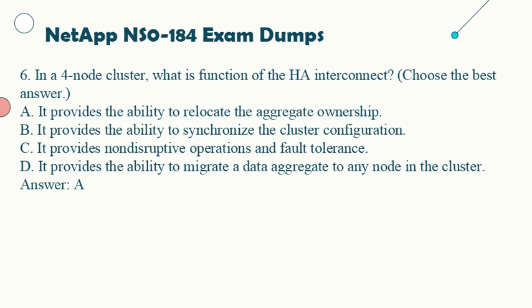6. In a 4-node cluster, what is the function of the HA interconnect? Choose the best answer. A. It provides the ability to relocate the aggregate ownership. B. It provides the ability to synchronize the cluster configuration. C. It provides non-disruptive operations and fault tolerance. D. It provides the ability to migrate a data aggregate to any node in the cluster. Answer: A.